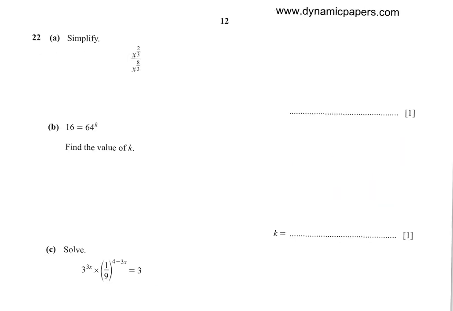22, simplify. x to the power 2 over 3 divided by x to the power 8 over 3, subtract the powers. So x to the power negative 6 over 3, which is x to the power negative 2, which is 1 over x squared in the simplest form. So 1 over x squared.